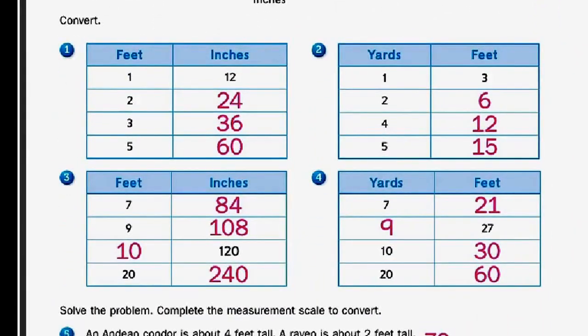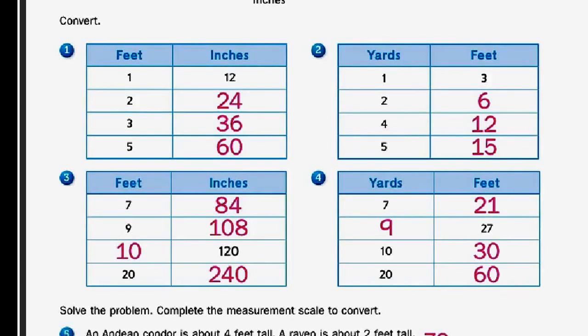Okay, let's go ahead and check our work here. Here are your answers to 1 through 4. Now something to think about is how could you use your answer to the number of feet in 120 inches, right? How could you use this number to help you find the number of inches in 20 feet, right?